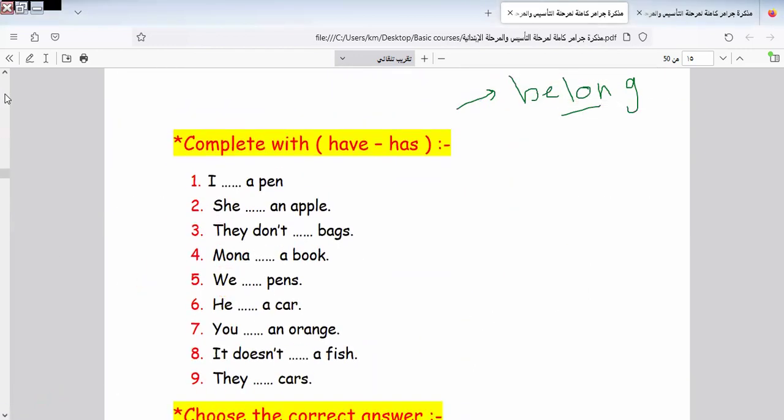Okay, let's go to another item. Here we have an exercise, let's do it together. I will do some of them and leave the rest for you to do by yourself as homework. I takes what here? I takes have. So it will be: I have a pen. So this pen belongs to me.